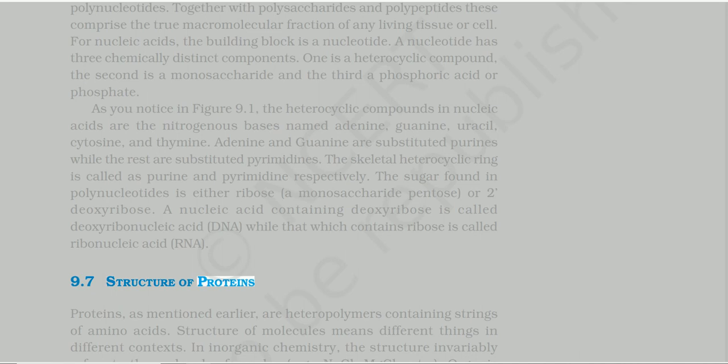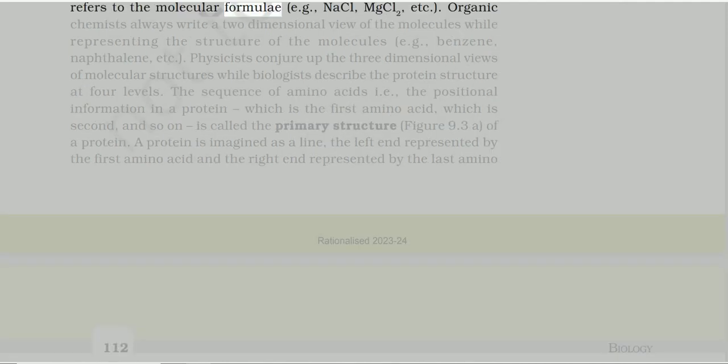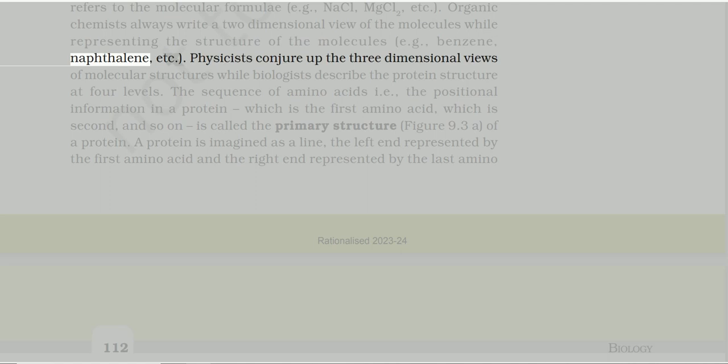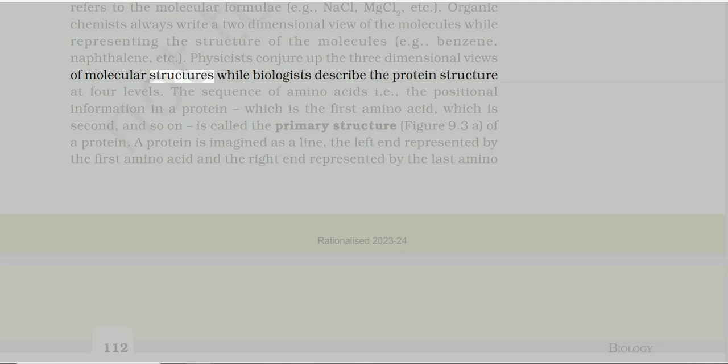9.7 Structure of proteins. Proteins, as mentioned earlier, are heteropolymers containing strings of amino acids. Structure of molecules means different things in different contexts. In inorganic chemistry, the structure invariably refers to the molecular formulae, e.g., NaCl, MgCl2, etc. Organic chemists always write a two-dimensional view of the molecules while representing the structure of the molecules, e.g., benzene, naphthalene, etc. Physicists conjure up the three-dimensional views of molecular structures while biologists describe the protein structure at four levels.